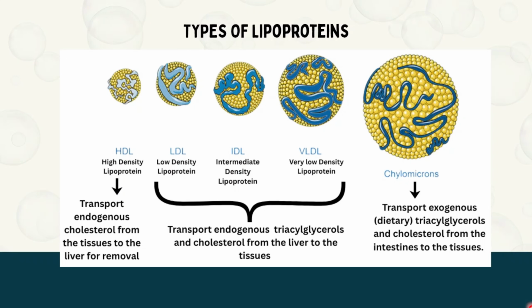So you can see that LDL, IDL, and VLDL tend to send triglycerols from the liver to the tissues and they can accumulate there when in excess, whereas HDL tends to take endogenous cholesterol from the tissue to the liver so that it can be removed. So that is one of the reasons HDL is seen as more beneficial compared to LDL, IDL, and VLDL in food science.